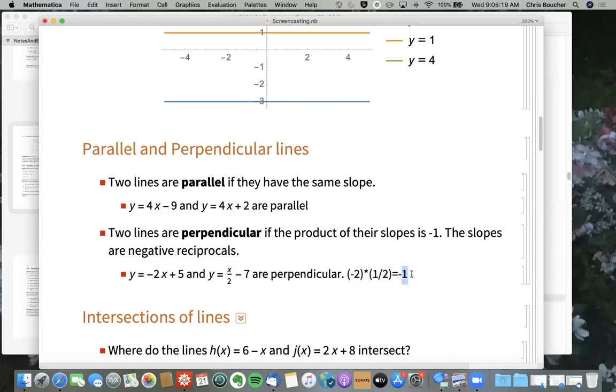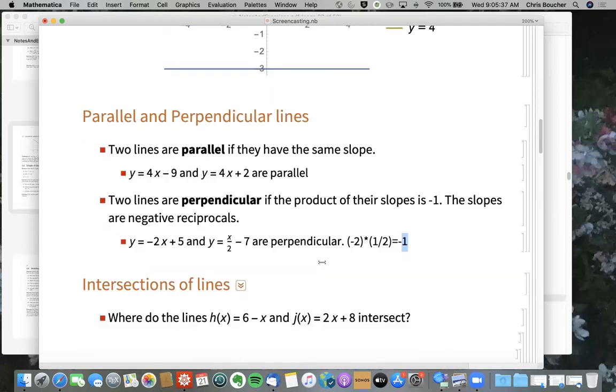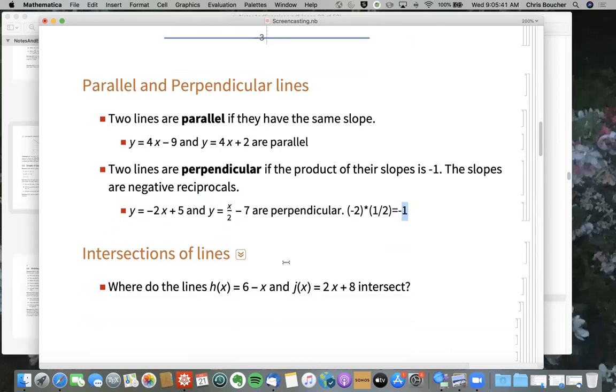If I get -1, they're perpendicular. All right, so we have pretty straightforward ways we can tell when lines are parallel or perpendicular just by simple calculations involving the slopes of the lines. We don't have to graph and guess. In fact, graphing and guessing is a bad idea because it can be difficult to tell from a graph whether lines are parallel or perpendicular, but we can tell easily from their slopes.